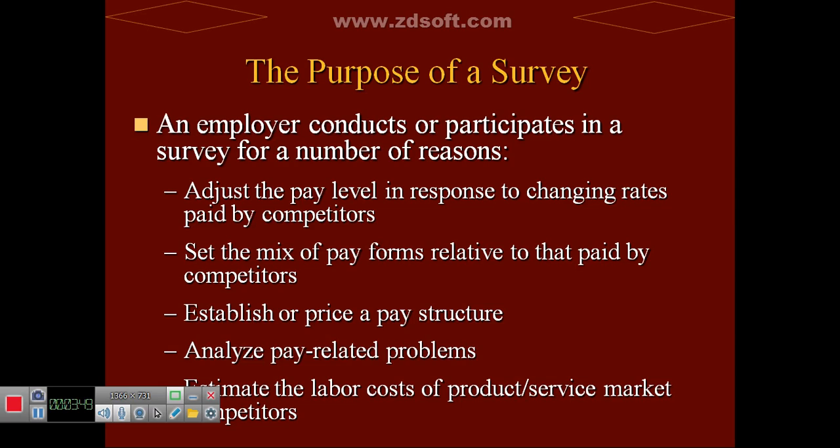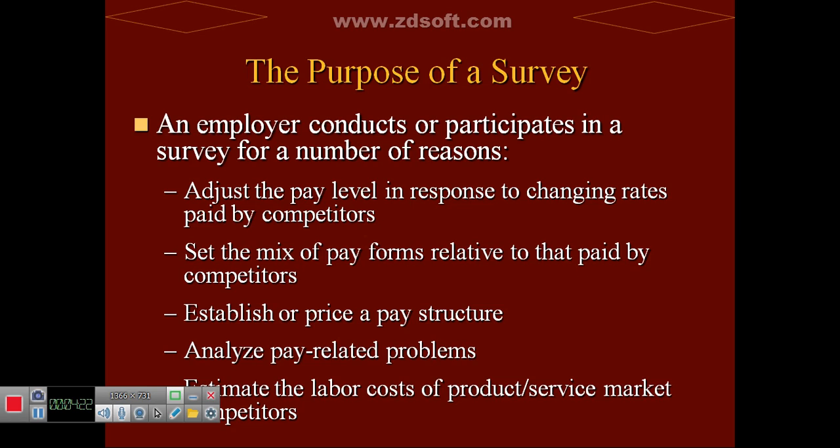Then the purpose of a survey. I made you understand what is a survey in this context. If we are learning about external competitiveness of the compensation strategy of a company, what is external competitiveness? How much compensation is paid by a company compared to its competitors? That is external competitiveness. If the compensation is competitive, the company will be able to retain its best talent as well as it will be able to attract the best talent from the labor market. That is the significance of external competitiveness.